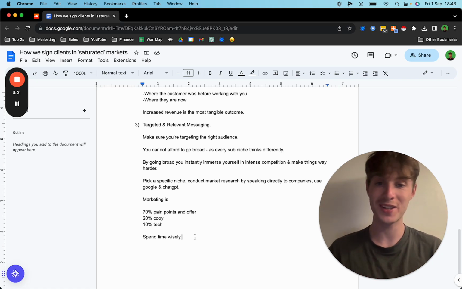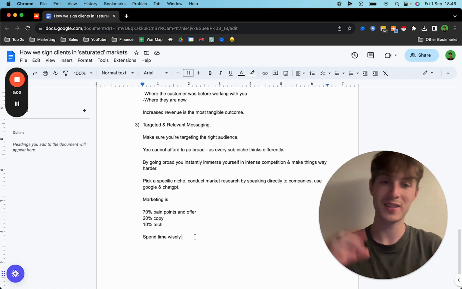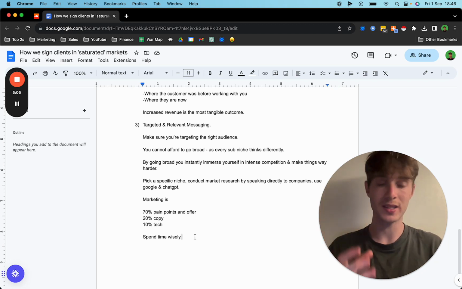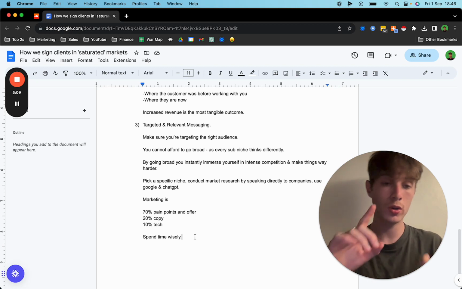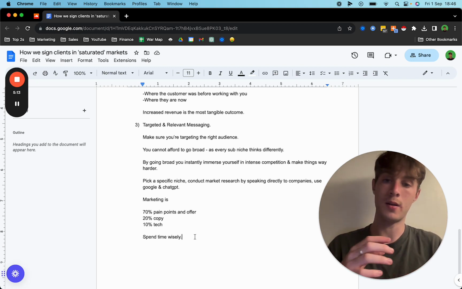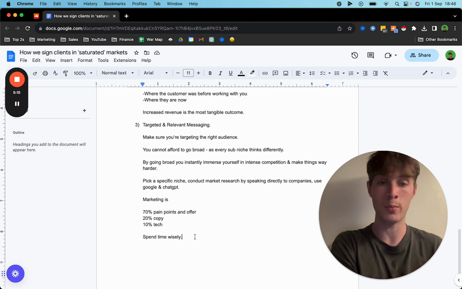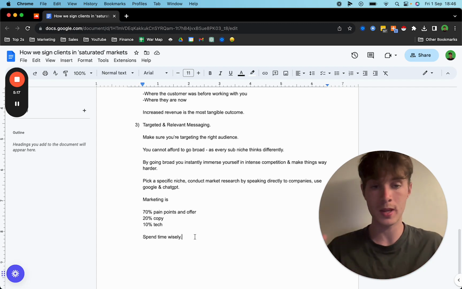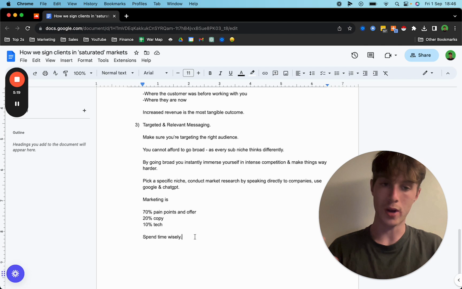conduct the market research, speak directly to the companies to get feedback, to get what they're struggling with, and then you can use that in your offer, which will appeal to them way more. You can also use Google, ChatGPT to help with this immensely as well. And marketing is really 70% pain points and offer, 20% the copy that you're using in your outreach or your ads or whatever you're running, and 10% tech.